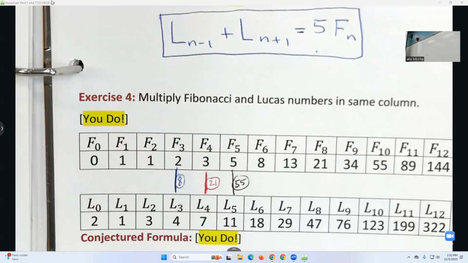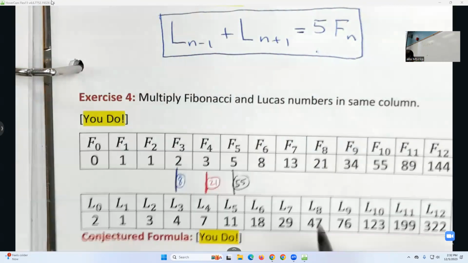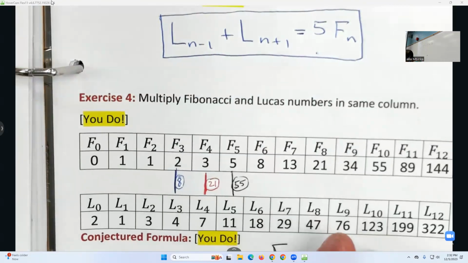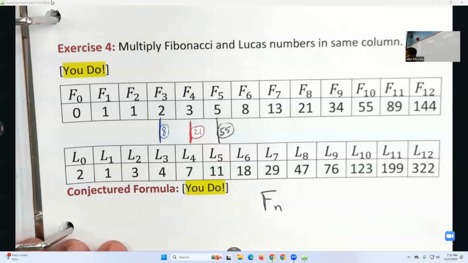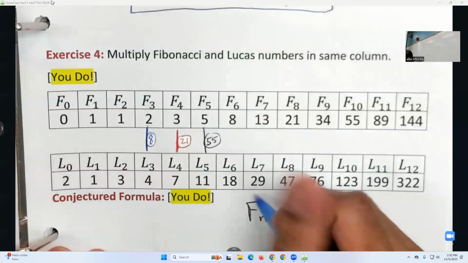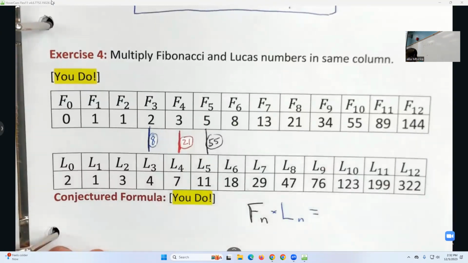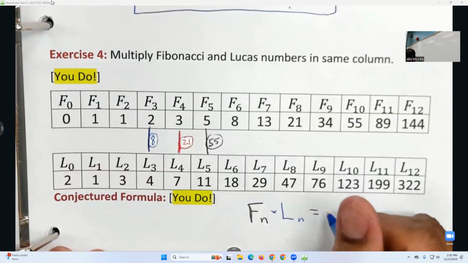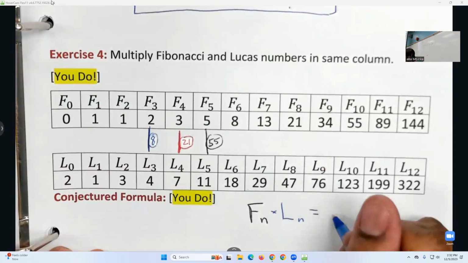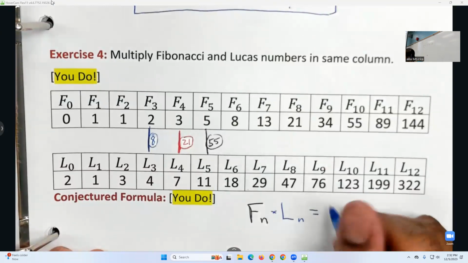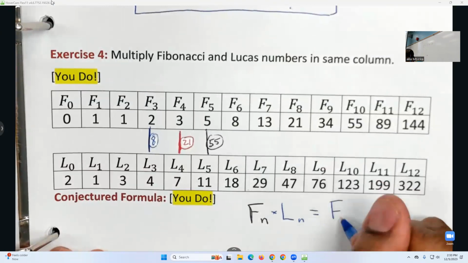Oh, that was as far as I figured it out. I thought you had some grandiose thing. Okay, you have a grandiose thing? FN times LN, wait, pause, I need to write. It sounds right so far. FN times LN equals F sub 2n. Can we say 2 times n instead, F2n?